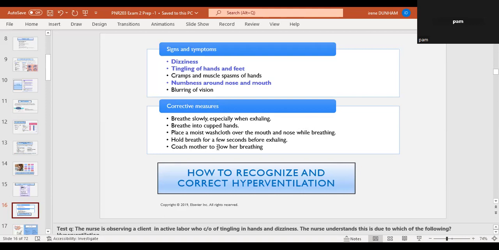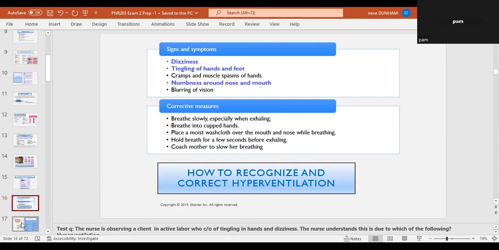And then you want to slow down the breathing, because that's what got you in the bad place of hyperventilation before, is just too rapid breathing. So you have to really work with the patients.